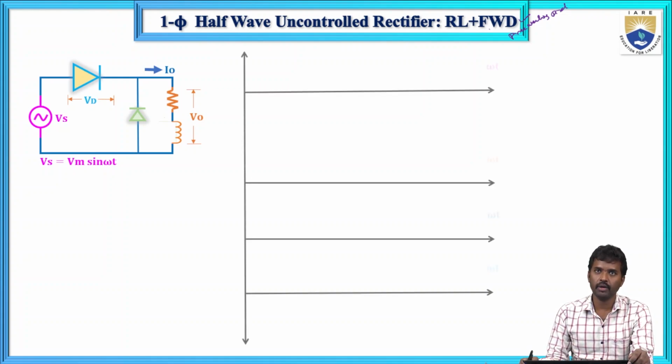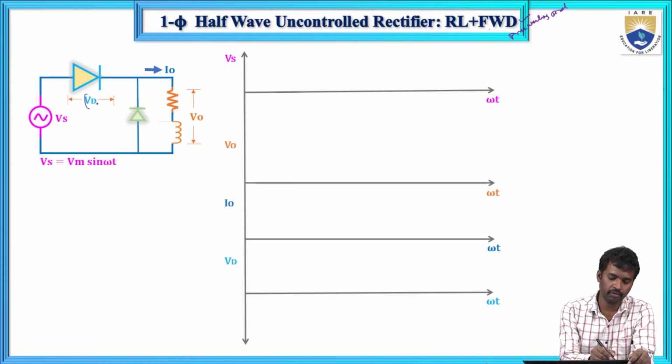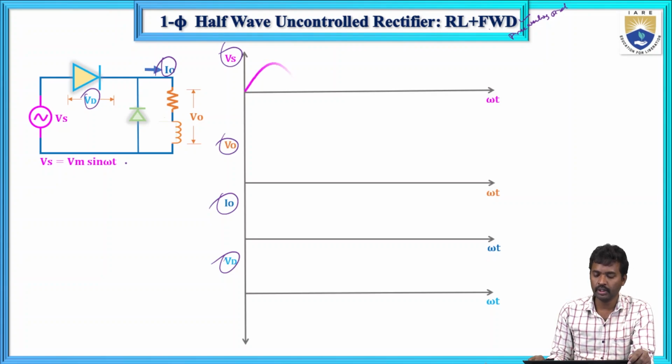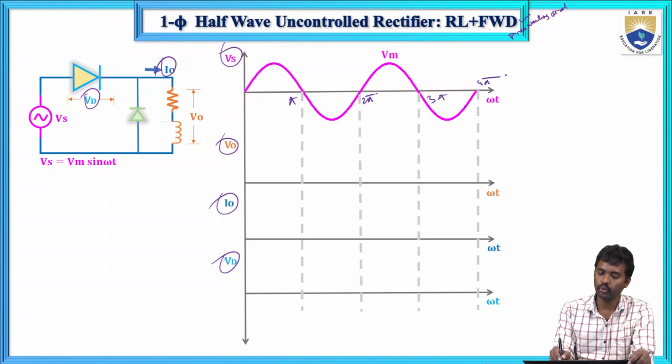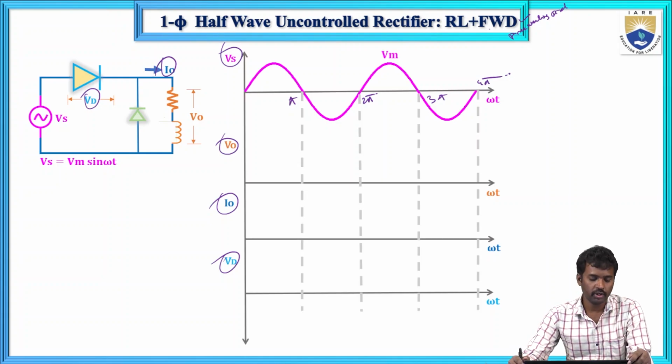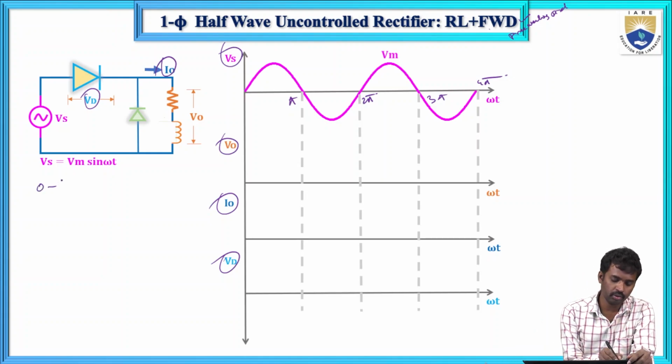I am giving the supply voltage to this V0, I0 and diode. So this is the V0 output voltage, output current, diode current, and the supply voltage Vs equals Vm sin omega t. This is the case, Vm sin omega t. So now this is the maximum value. Now this is pi, this is 2 pi, and now here 3 pi and 4 pi, 2 cycles I am taking.